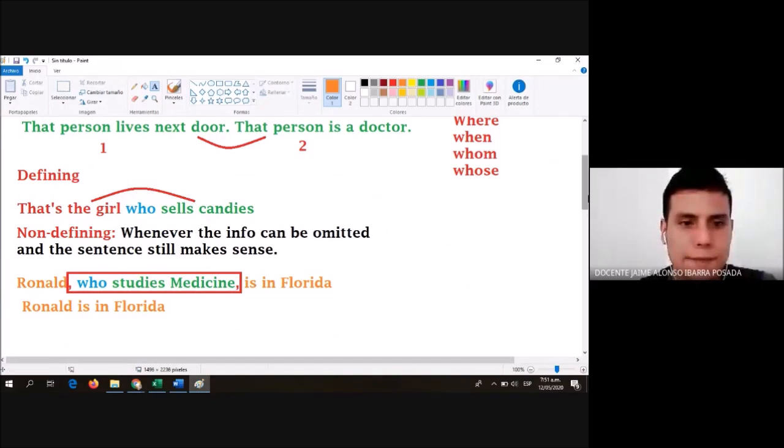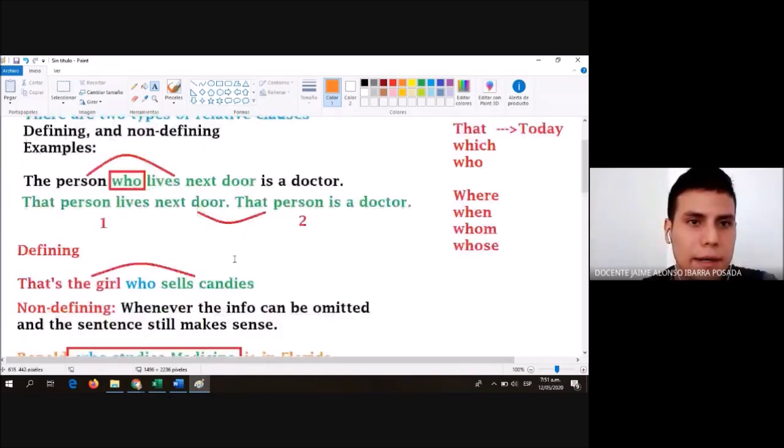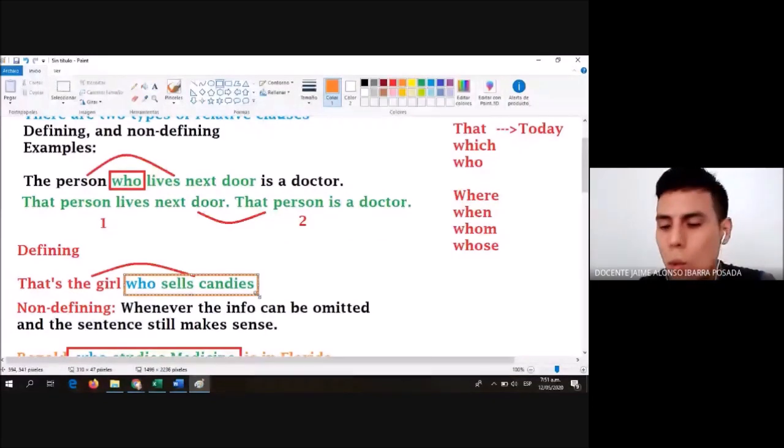But in a defining sentence, if I delete this part, what happens? I won't have a context. The sentence won't make sense by itself, because you would say, that's the girl, but what girl? We don't know. We don't have any kind of information, unless we're speaking about something.